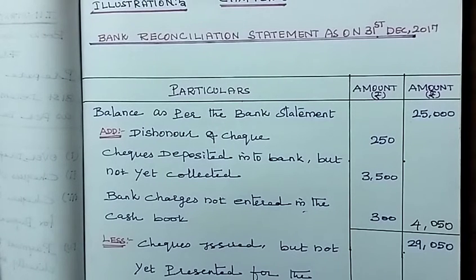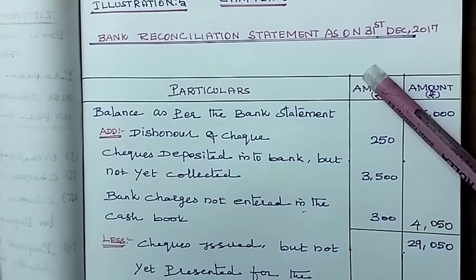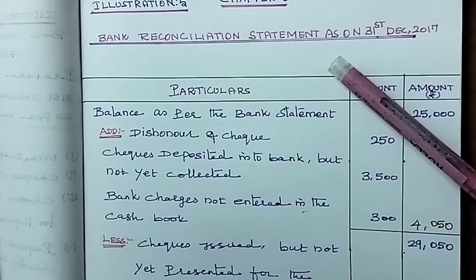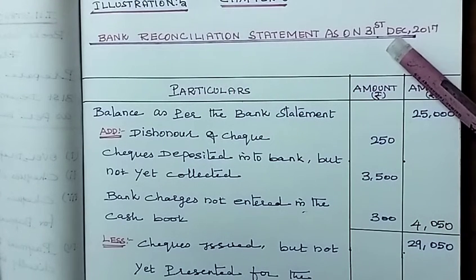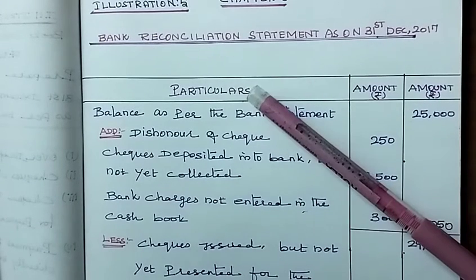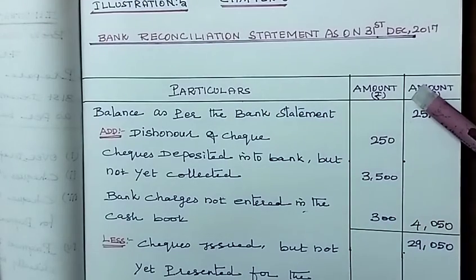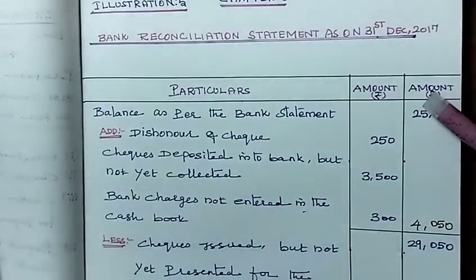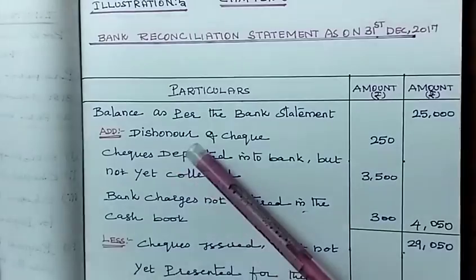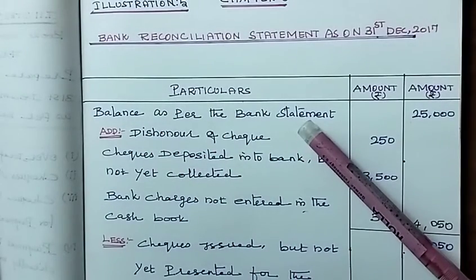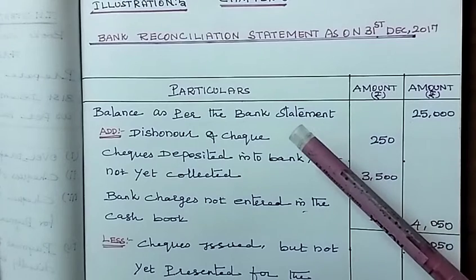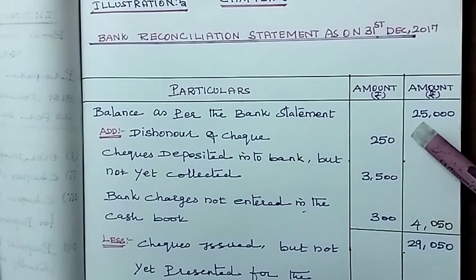Before we prepare the bank reconciliation statement, first we need to write the format of the bank reconciliation statement, as on 31st December 2017 as given in the question. You know 3 columns are there: the particulars column, the inner amount column and the outer amount column. You need to write the balance as per the question. The balance as per the bank statement, rupees 25,000, is to be entered in the particulars column and 25,000 is to be entered in the outer amount column.